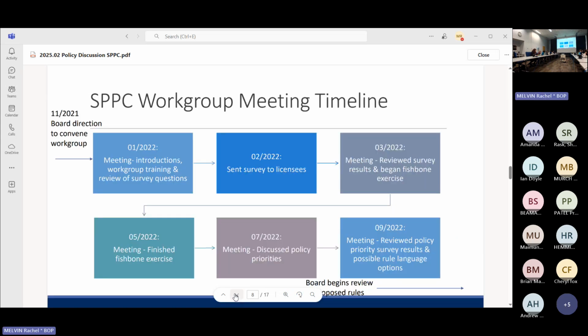And in terms of the functions and the timeline of the SPPC work group, you can see that highlighted here. And a little bit about the work group itself. There were 9 work group members and 2 board members. And representatives were both pharmacists and technicians from a broad variety of practice areas. And they were involved in community pharmacy chains, independent health systems, LTCs, etc.